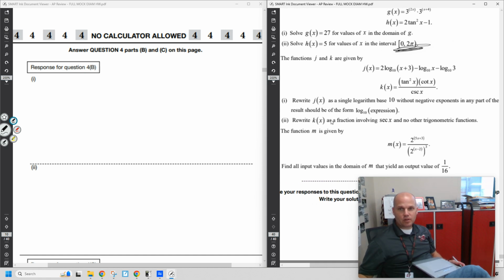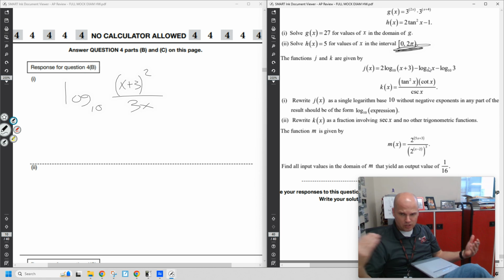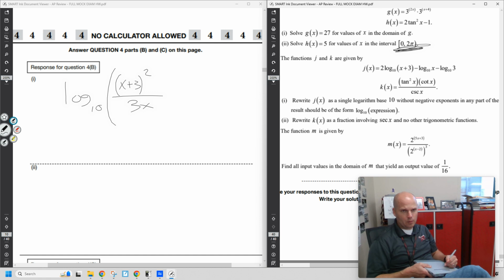Okay, no negative exponents and a single logarithm expression. It should be log base 10 expression, which means we don't want any numbers in front. I can do this all in one step. If you can't, that's okay. I bring this exponent up. I put the x and the 3 down. The subtraction is dividing. If you have two things subtracted, two things are being divided, which means they both end up in the denominator. I would not try to simplify this at all because you can't.